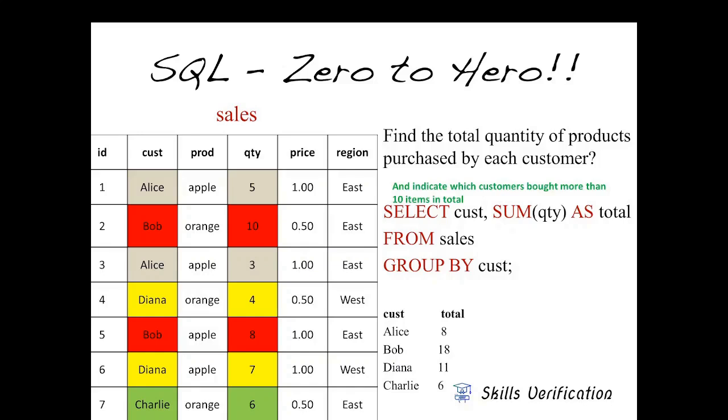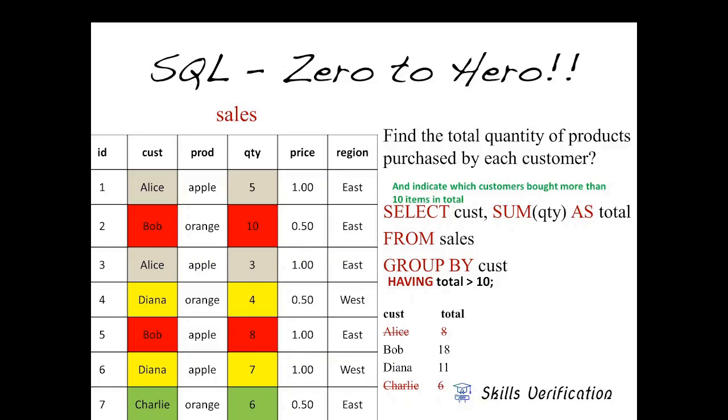As I mentioned earlier, in situations where we use GROUP BY with an aggregate function, we cannot use the WHERE statement for filtering grouped results. We need to use the HAVING clause. By specifying HAVING total greater than 10, the database will return only Bob and Diana, since they are the only customers with total purchased quantities greater than 10. This is the power of the HAVING clause.